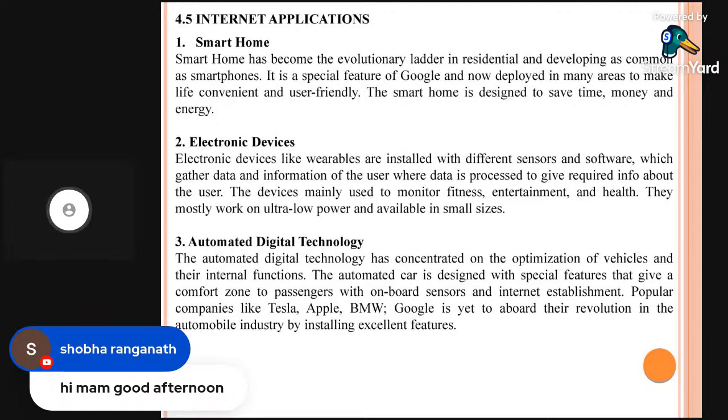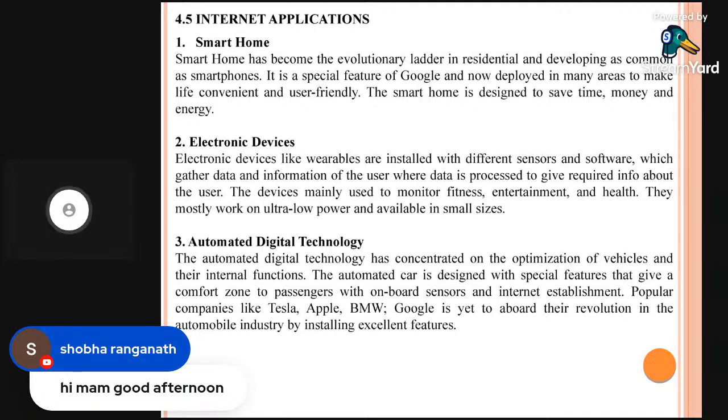Electronic devices like wearables are installed with different sensors and software. They gather information about the user, where data is processed to give required information about the user. Such devices can mainly be used to monitor fitness, entertainment, and health. Mostly they work on ultra low power and are available in small sizes. You might have observed smart watches, which monitor health benefits like your height, weight, how much you have walked today, and whether you have reached the steps you set. They are the best examples of electronic devices used for monitoring health benefits.